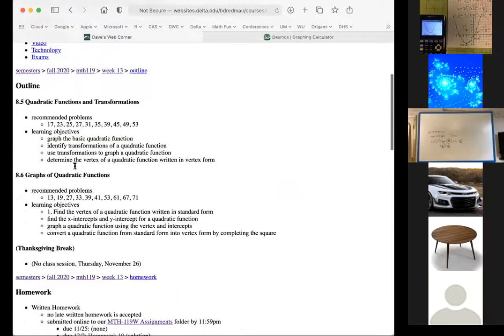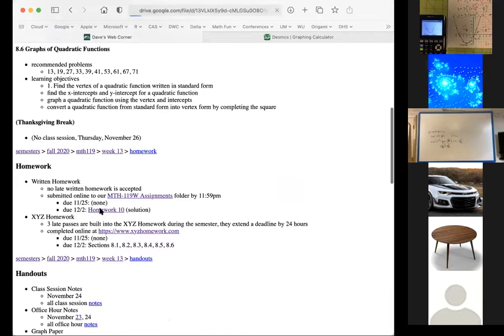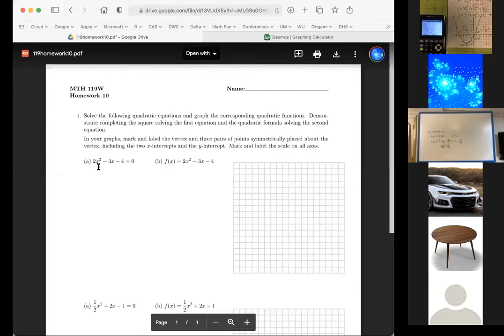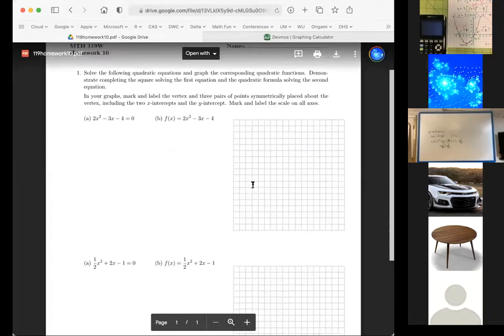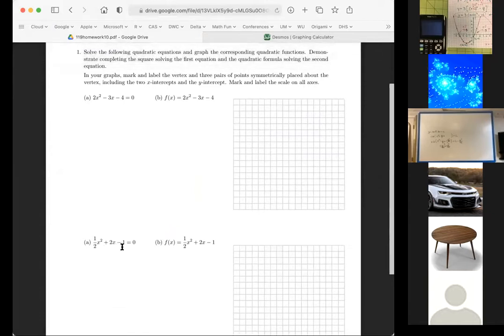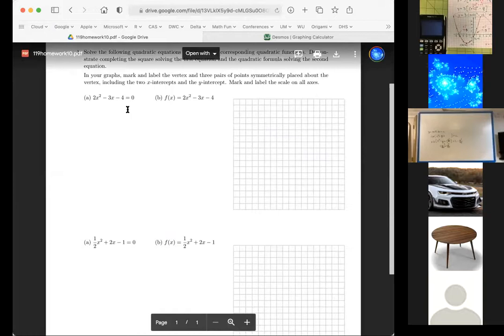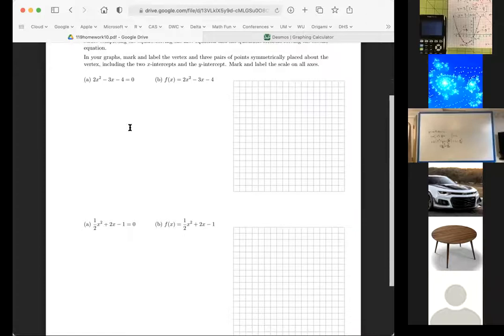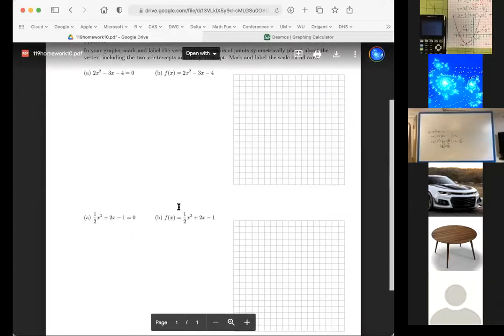I'm just pulling up homework 10 because I want you to see that that's what I asked you to do: solve a quadratic equation, draw me a perfect parabola. And I didn't pick nice numbers, but I didn't pick huge monster numbers either. So there's going to be fractions in here. Get used to it. But just carefully follow the steps that we did, and you can draw these two parabolas beautifully.